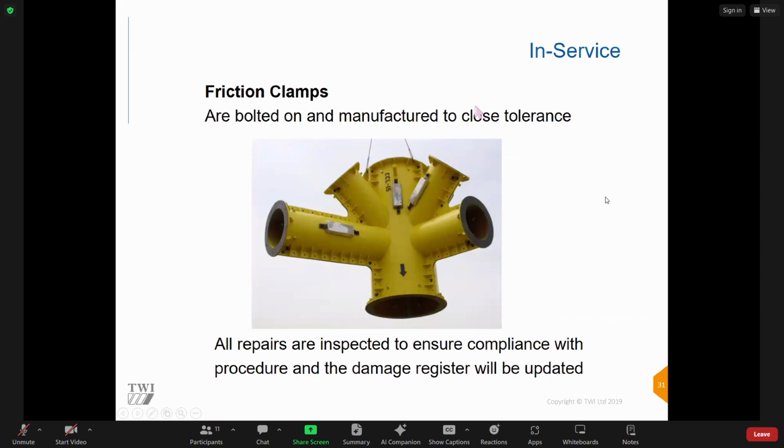These are made to much tighter tolerances. They are put over the area to be repaired, and the two sections are bolted up tightly. Then all the stresses are channeled through the clamp itself. So, friction clamp bolted on and manufactured to close tolerances. All repairs are inspected to ensure compliance with the procedures, and the damage register will be updated.